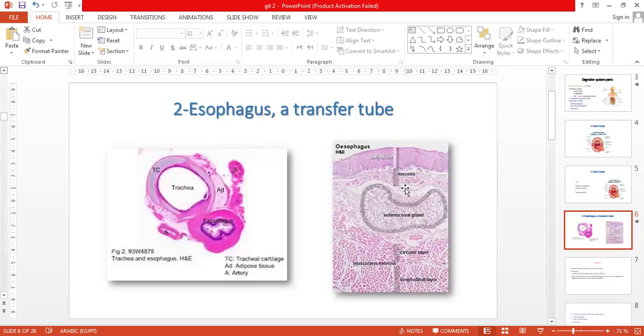In the oral cavity, the digestive process starts by secretion of different enzymes such as amylase. While the esophagus doesn't secrete any digestive enzymes, the mucus secreted from the submucosal glands helps in lubrication of the food. This tube, the esophagus, lies behind the trachea.